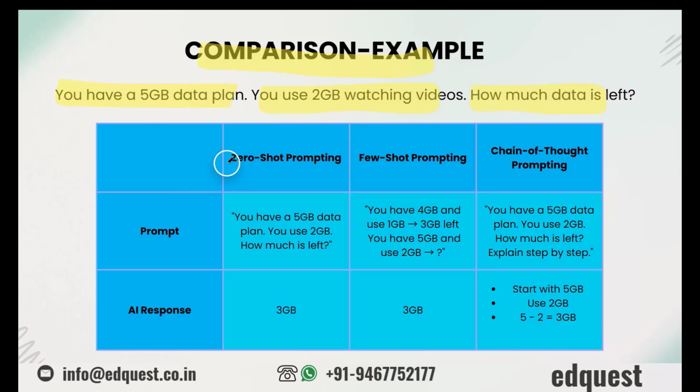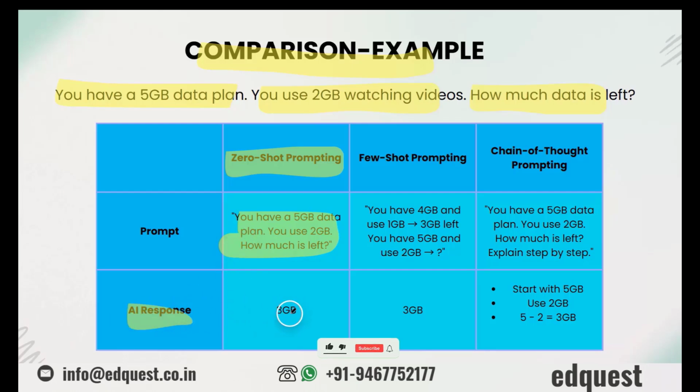We have zero shot prompting. You just give the question with no examples or instructions, like you have a 5 GB data plan, you use 2 GB, how much is left? The AI will give you a direct answer like 3 GB. This style is quick and works best for simple tasks.